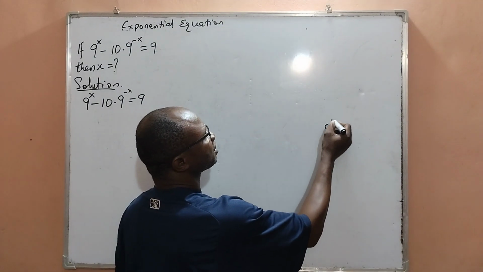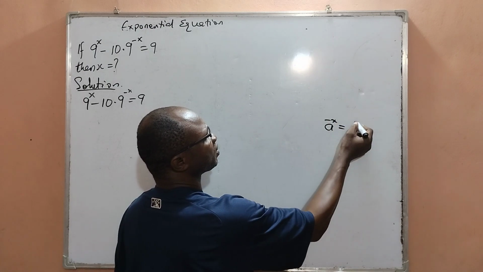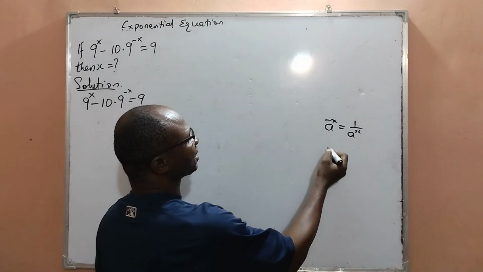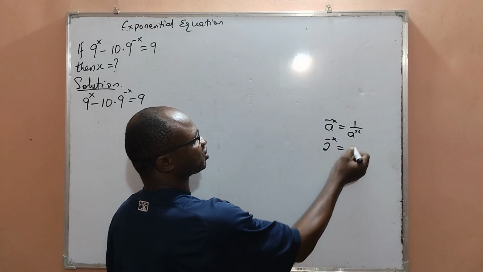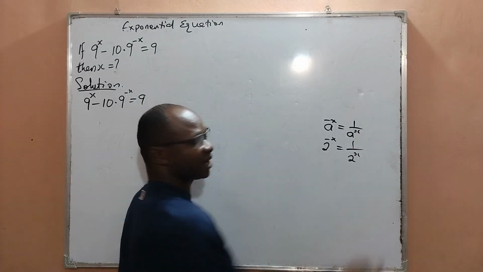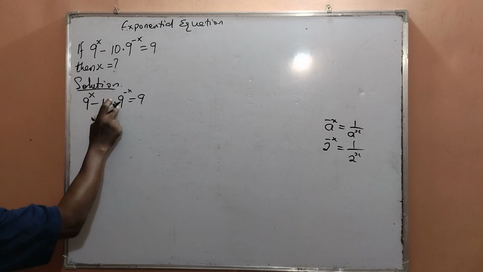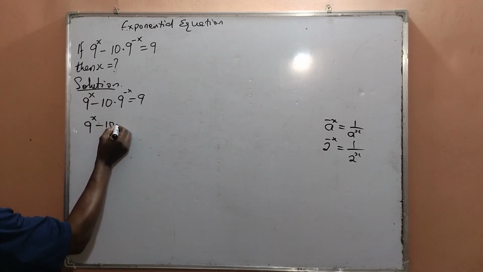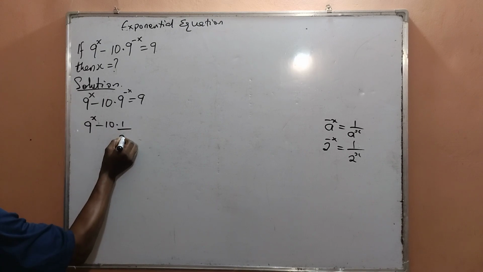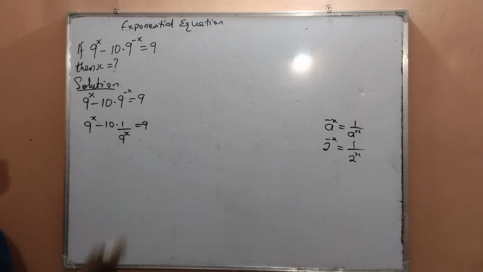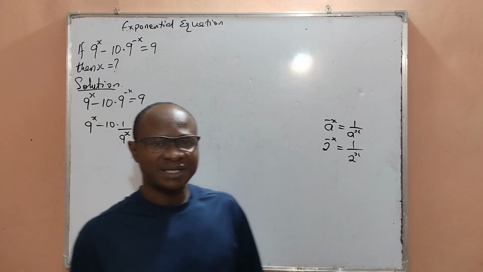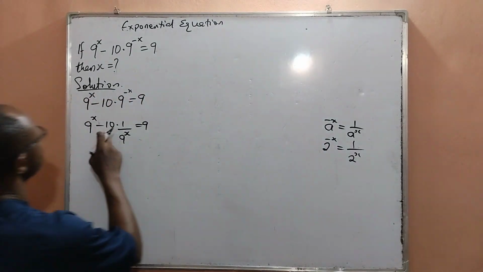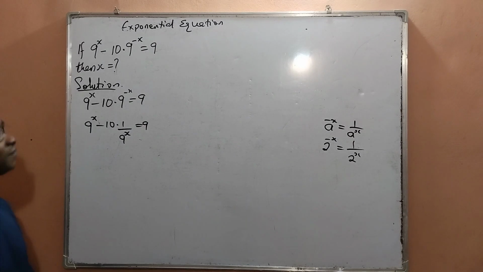That is, a raised to the power negative x is equal to 1 all over a raised to the power x. If I give you 2 raised to the power negative x, it is equal to 1 all over 2 raised to the power x. That is what I will apply here to have 9 raised to the power x minus 10 multiplied by 1 all over 9 raised to the power x equal to 9. What this means now is that I have applied the negative power index law at the middle term, and this is what it gives.